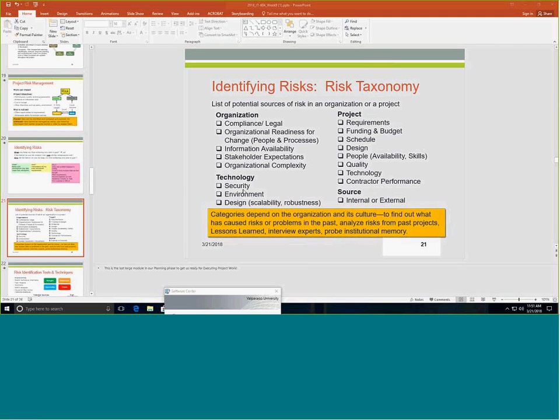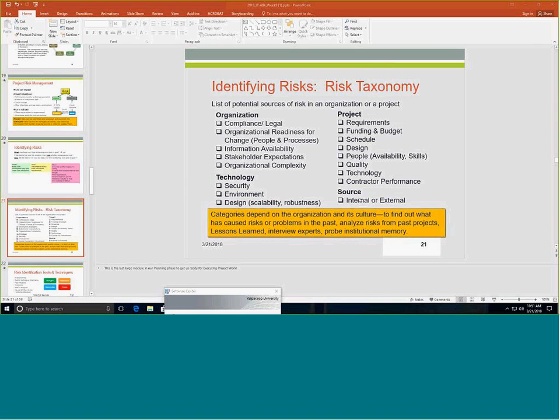And of course, we have technological sources of risk, like security, a big one, right? The environment in which you are deploying can be a source of risk, right? And then also we need to understand that design can pose a risk if it is not appropriately scalable or not robust enough, right? So then we have other areas in which we can find risks, which are requirements that are typically vague or just not doable. Funding, design, people, quality, technology, contractor performance, right?